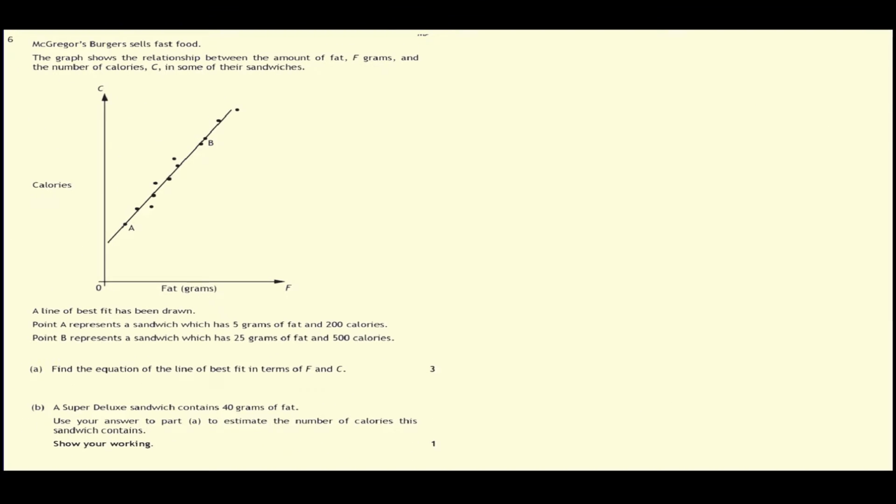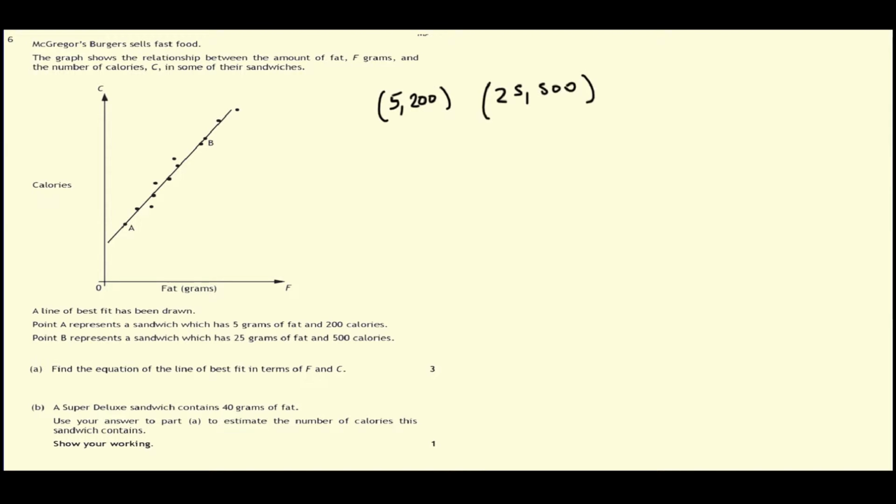Okay, so in question number 6 we're presented with a scatter graph, but it's actually a straight line question. So for any straight line, what we require is 2 points to calculate the gradient, and then also allow us to calculate the y-intercept. So clearly we've got the point A here at 5, 200, and similarly we have got the point B at 25, 500.